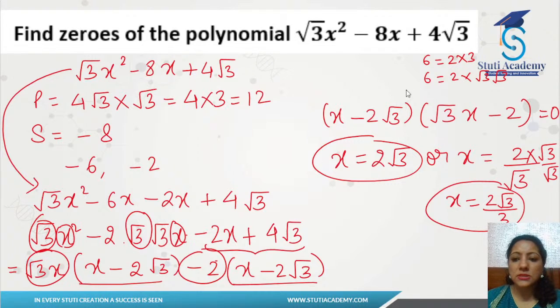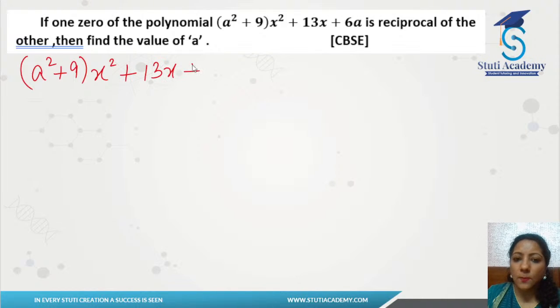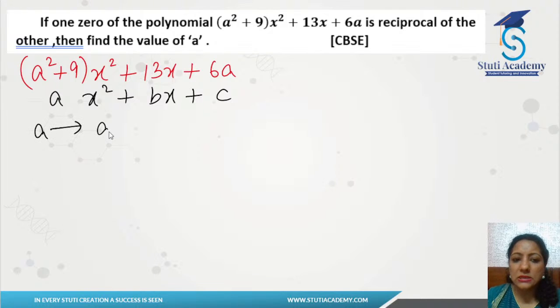Children, I hope this is clear to you. Now let's proceed. If one zero of the polynomial a² + 9x² + 13x + 6a is reciprocal of the other, then find the value of a. So we have a² + 9x² + 13x + 6a. If I compare this with ax² + bx + c, I will get a as a² + 9, b as 13, and c as 6.